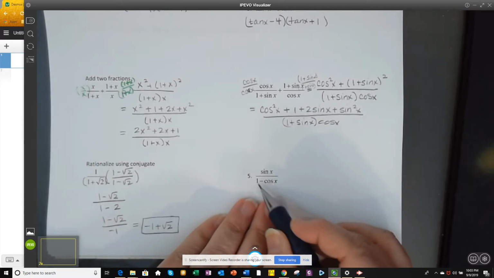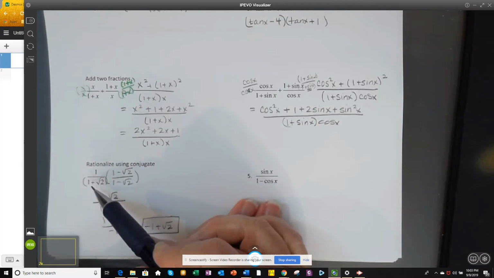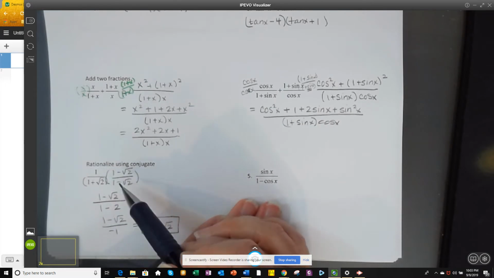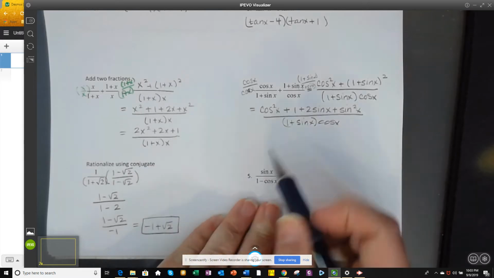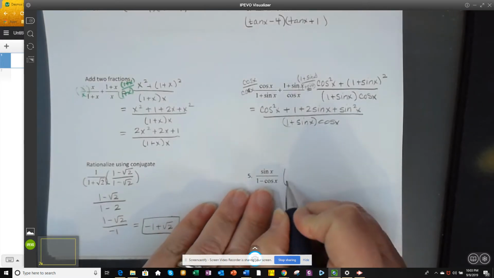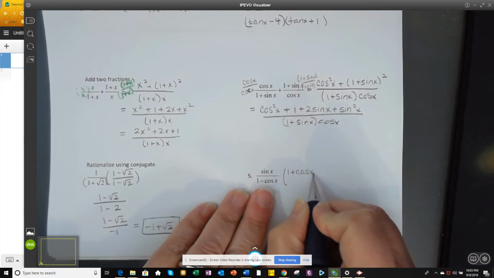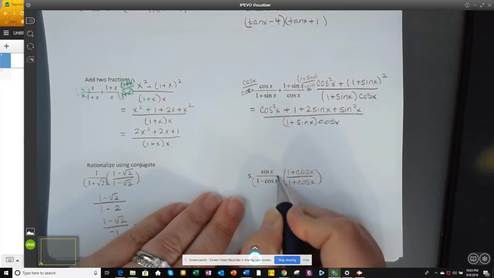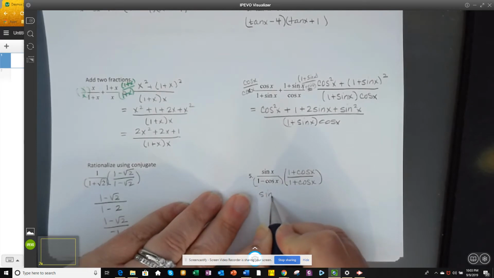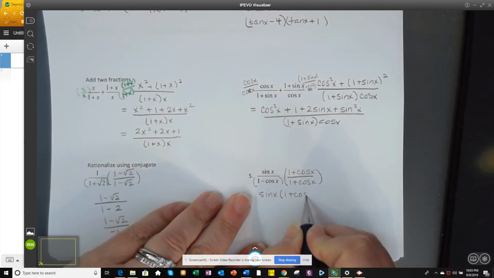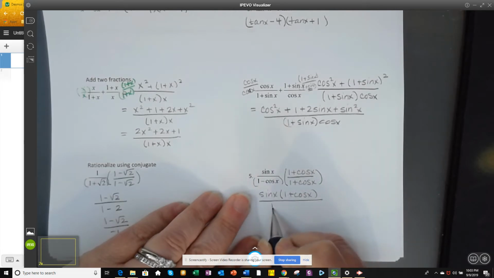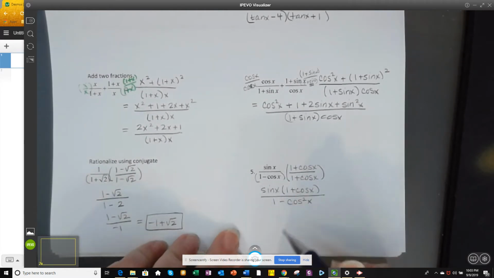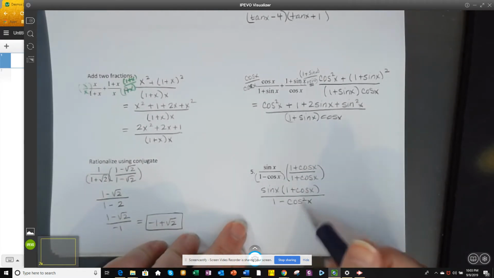Now the conjugate here was 1 with 1 plus root 2, which turned out to be 1 minus root 2. And we're going to do the same favorable factor idea, except we're going to say 1 plus cosine x over 1 plus cosine x. That's a factor of 1. It's not changing this value at all. It's just changing the way it looks. And then I'm going to distribute, and we get sine x times 1 plus cosine x all over 1 minus cosine squared x. And now we have multiplied times the conjugate and got something that looks a little bit different.